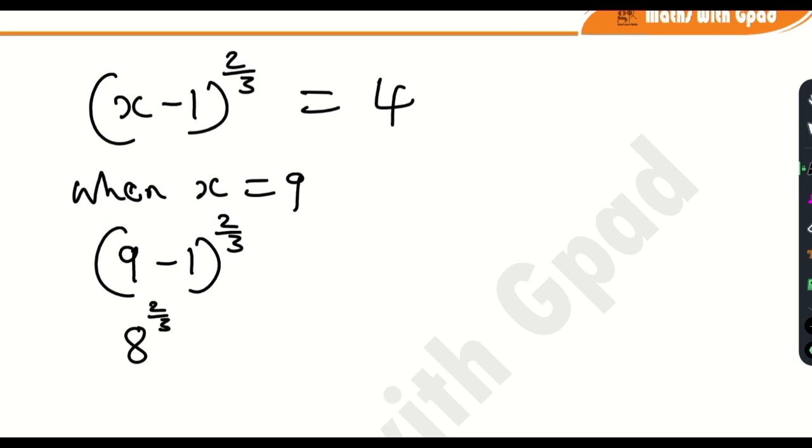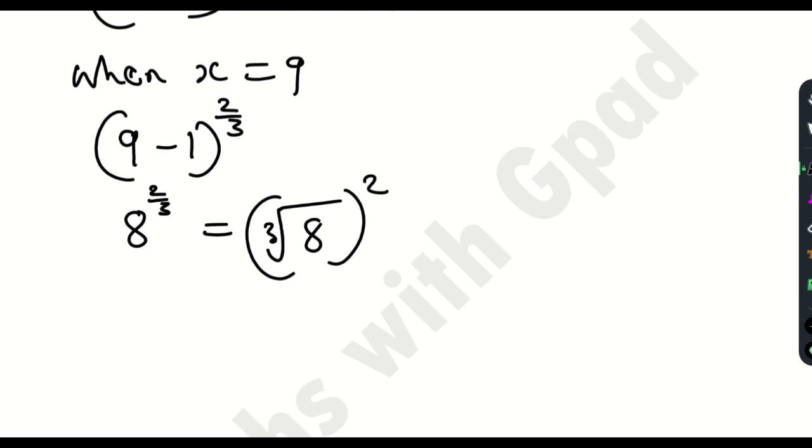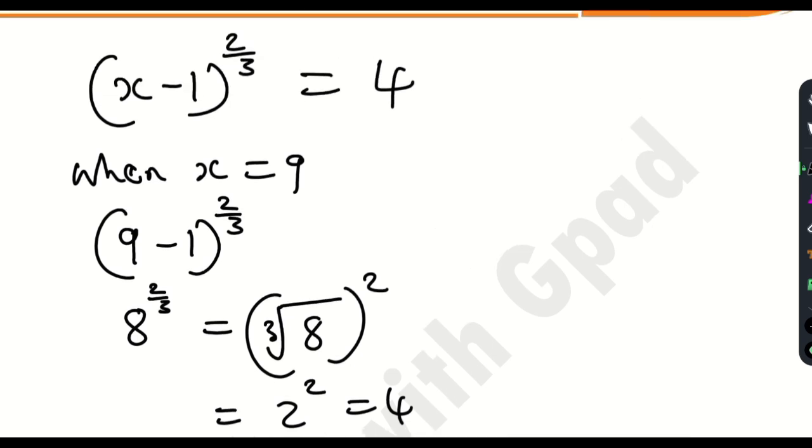Then 2 over 3. Again, if you have a fractional index, the numerator of that fraction is the power, while the denominator is what? Root. So this is the cube root of 8 all raised to the power of what? 2. What's the cube root of 8? That's 2. And 2 raised to the power of 2 is what? 4. And that's what we have on the right hand side. So yes, x is equal to 9 satisfies the equation.